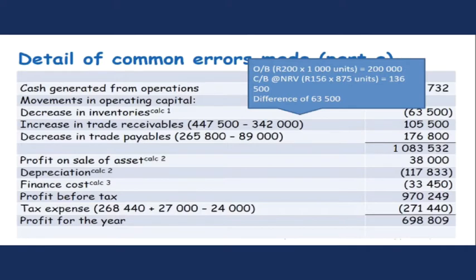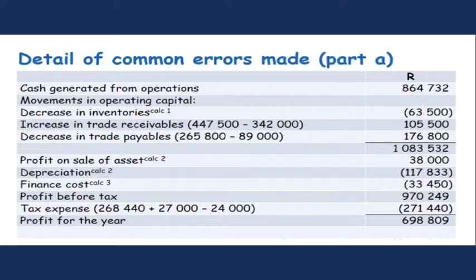The movement in working capital changes had to be added back in the opposite direction to get to the revenue and cost of sales amounts. Usually you work from profit for the year to cash generated from operations. Now you're working from cash generated from operations to profit for the year. So the direction of your movement in your working capital changes should now be in the opposite direction.